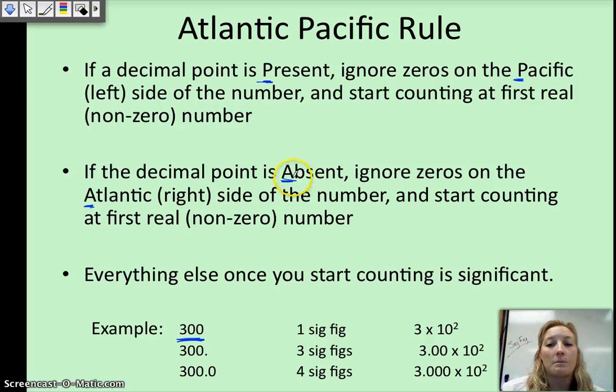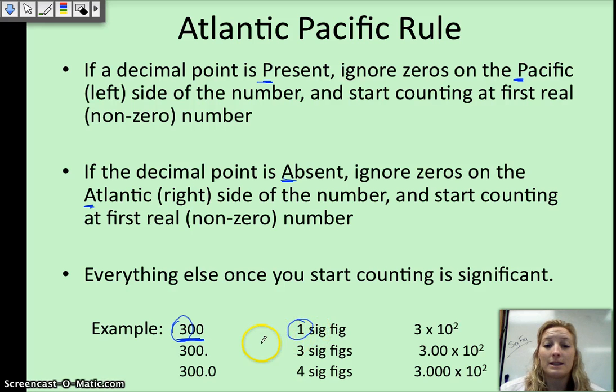If the decimal point is absent, ignore the zeros on the Atlantic side, or the right side, and start counting at the first non-zero number. So we go across, starting from the Atlantic side, and the first non-zero number we hit is that 3. If we count that, there's nothing left to go through. So we have one significant figure. This tells us that this is not a very accurate number. We can only have one significant figure in any answer that we have. Not very accurate, which means everything is kind of rounded.